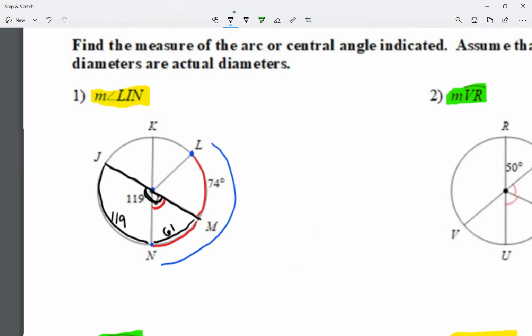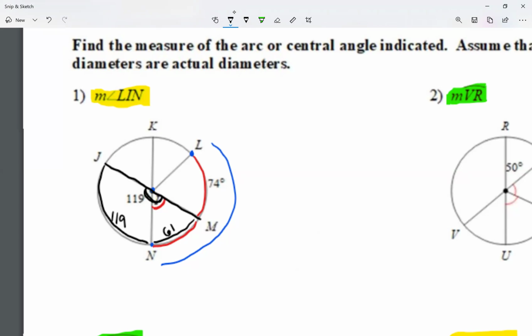Remember, I'm looking for diameters because they do help me out. Because the angle of a diameter, I remember back in semester 1, we talked about the angle of a line. The angle of a line was 180. So here, the angle of a segment obviously has to be 180. Part of it was 119, so the other part has to be 61. Again, combined has to be 180.